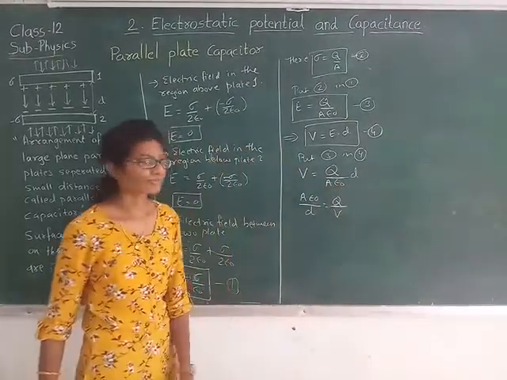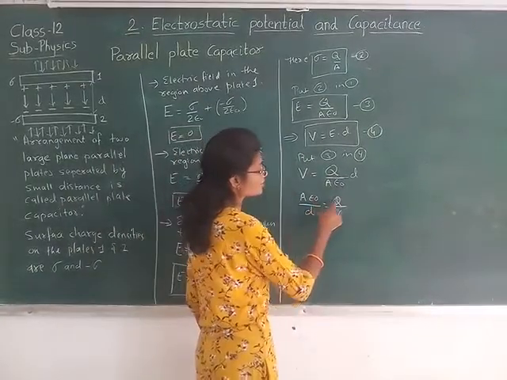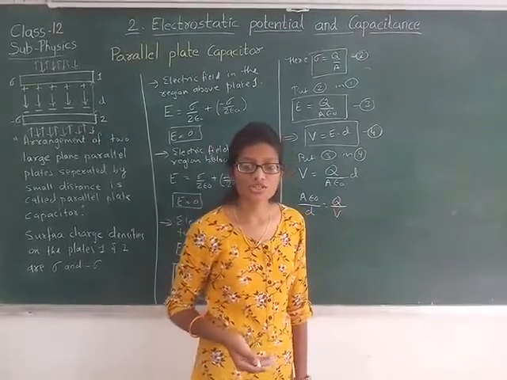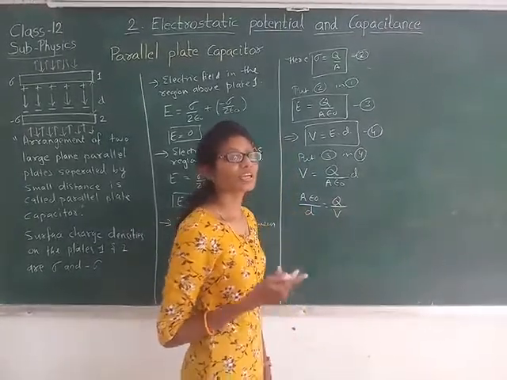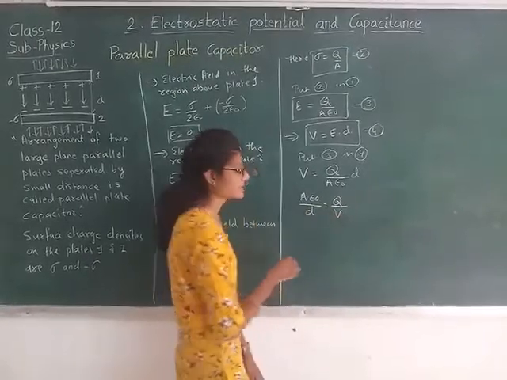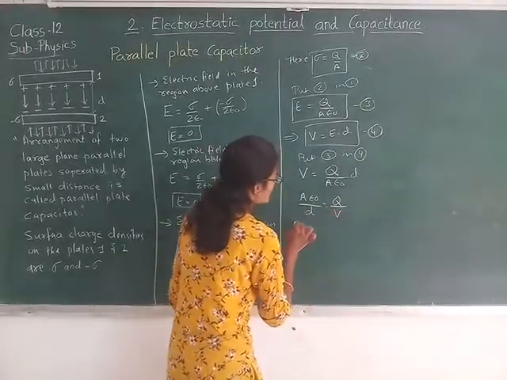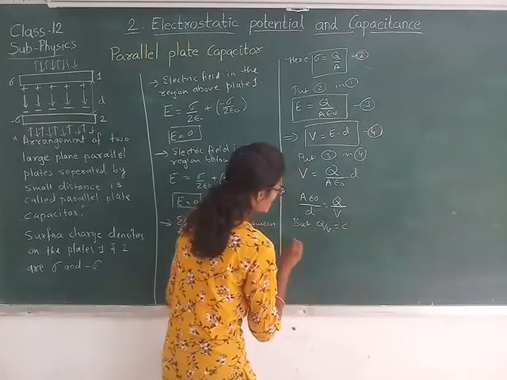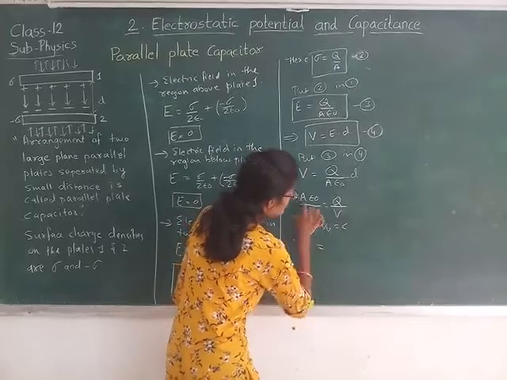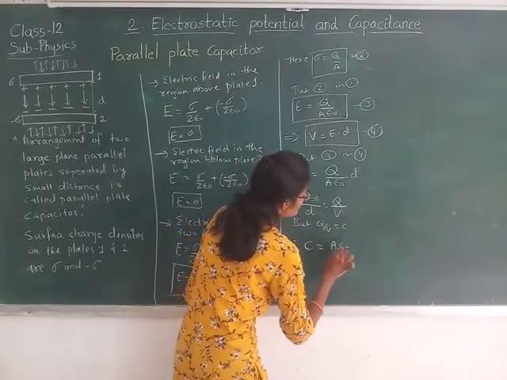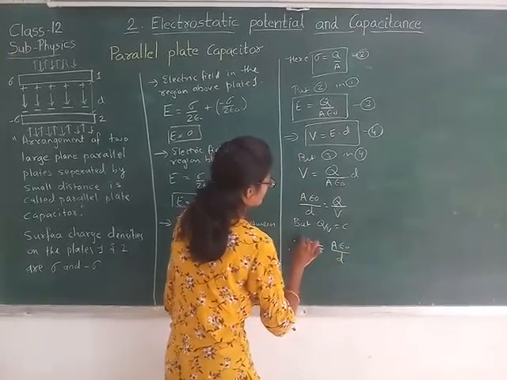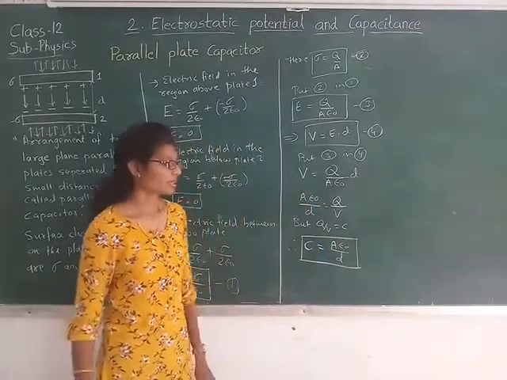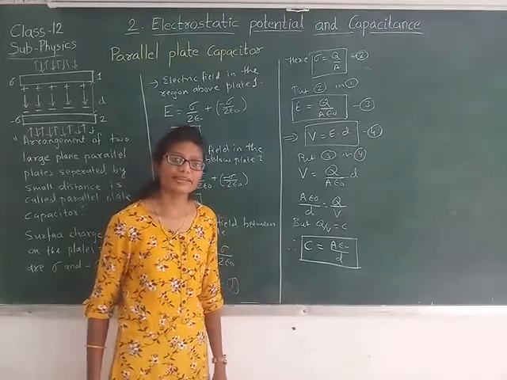Rearranging this equation, right, what we get? A epsilon 0 by D equals Q by V. And Q by V, that is the ratio of the amount of charge to the potential difference between the two plates, is equal to the capacitance. So we can write, Q by V is equal to C. Therefore, C equals A epsilon 0 by D. This is the equation of the capacitance of the parallel plate capacitor.